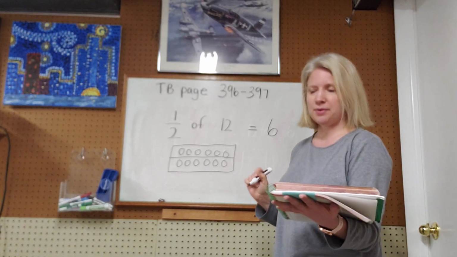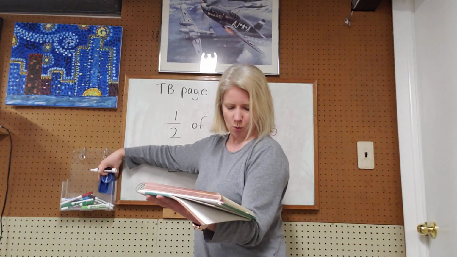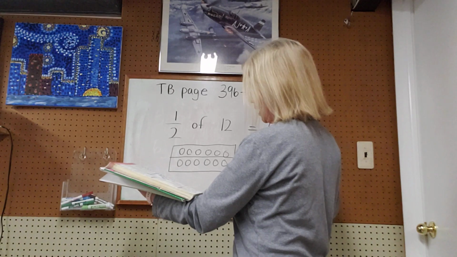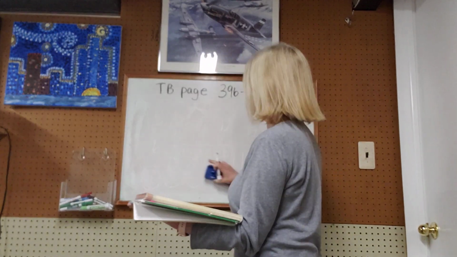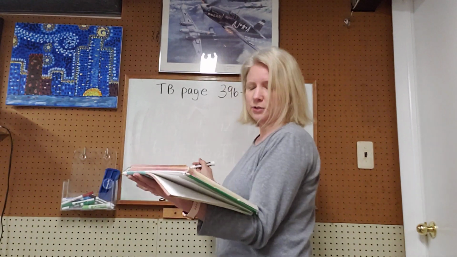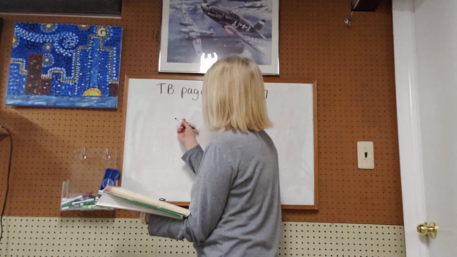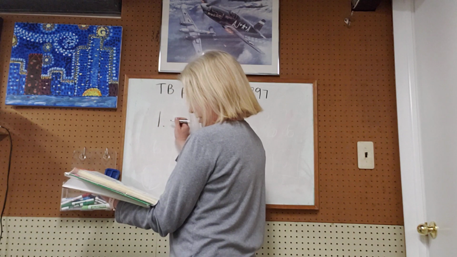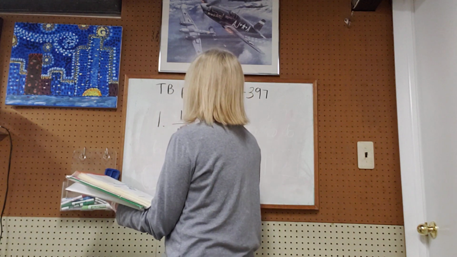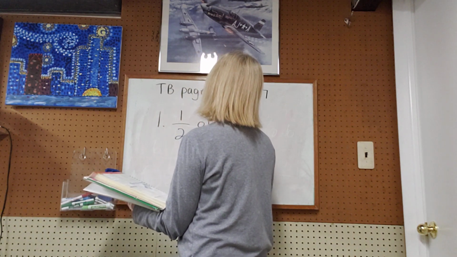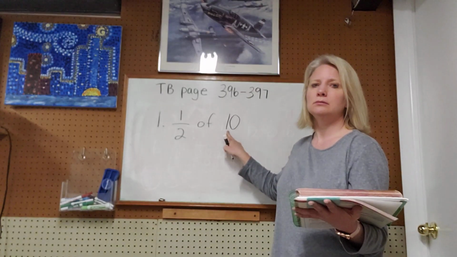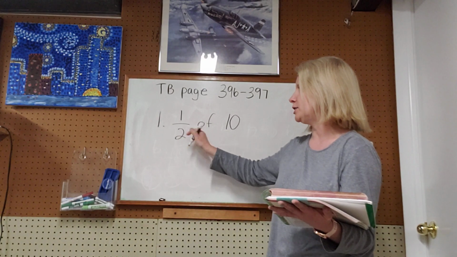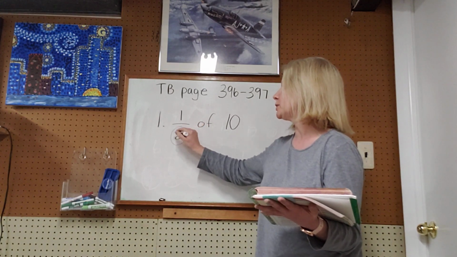Let's go ahead and start some of the problems. Number 1 on page 396. Let's look at that one. These first few give you a picture, so you can look at that. Number 1, it wants 1/2 of 10. So it's telling you it has 10 total, and it wants you to divide it into 2 groups.